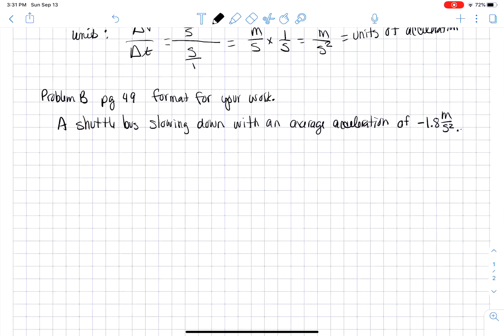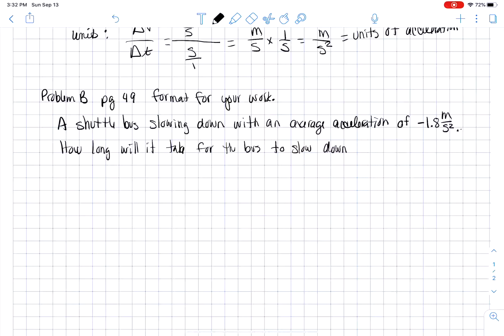We want to know how long it will take for the bus to slow down from a velocity of 9.0 meters per second to a complete stop.